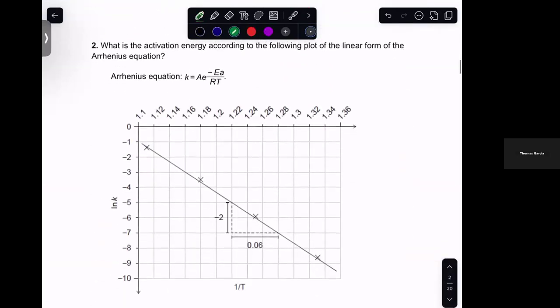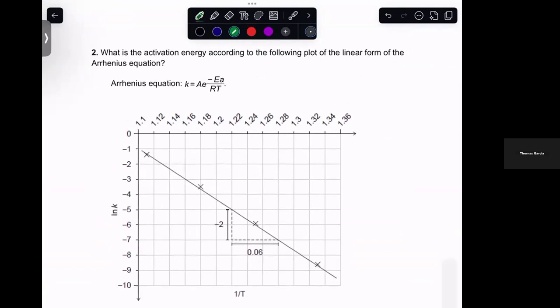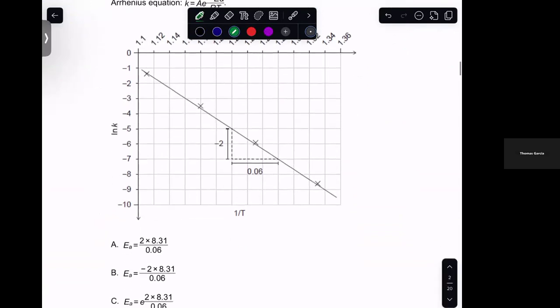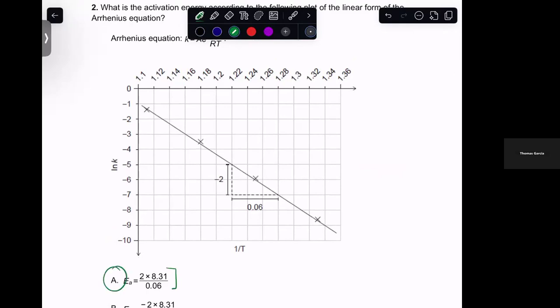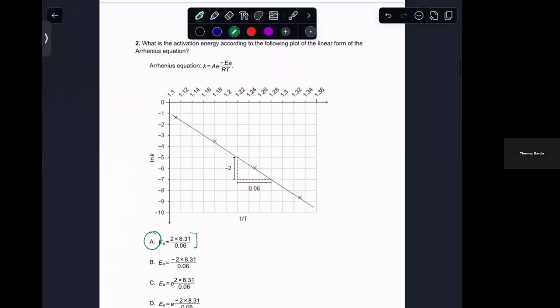All right, moving on to number 2. What is the activation energy according to the following plot of the linear form of the Arrhenius equation? Now, in this, we know that our activation energy for the Arrhenius equation is the slope of the line. So as we answer this, we can just set our EA, and we see that it will be 2 times 8.31 divided by 0.06. Our answer is A.